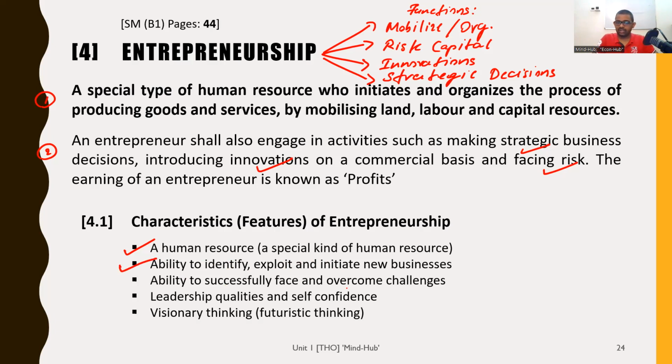Ability to successfully face and overcome challenges. This is the risk-taking ability of entrepreneurs. Entrepreneurs have what we say is a good risk appetite. A good risk appetite. They have a good appetite for risk. They can digest and face risk well, right? Characteristics. Leadership qualities and self-confidence, right?